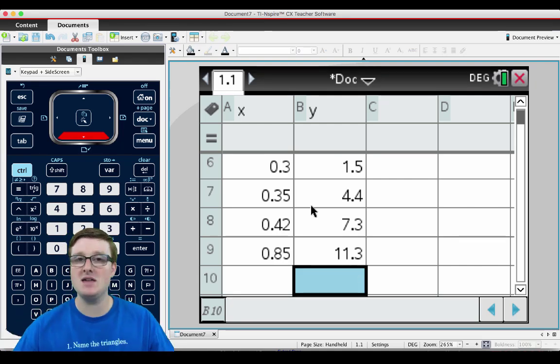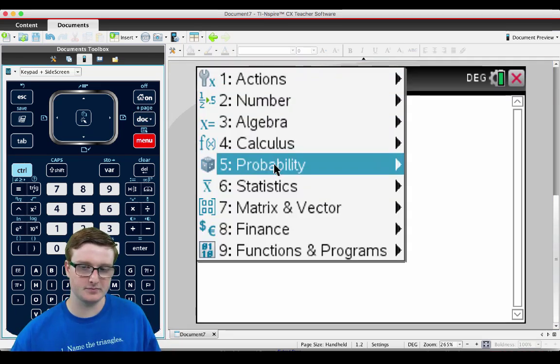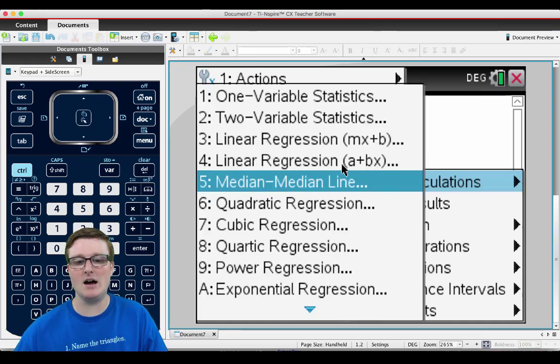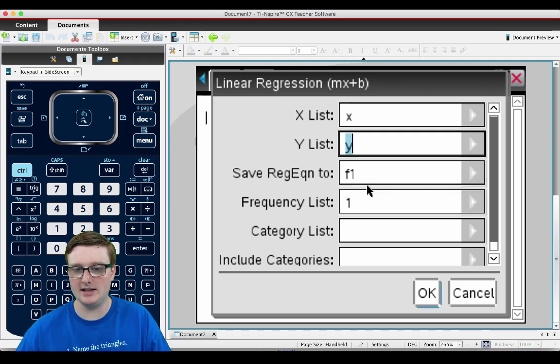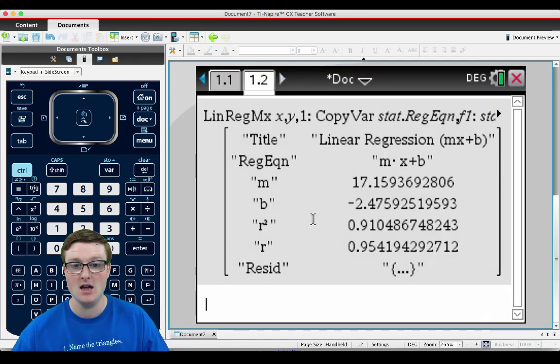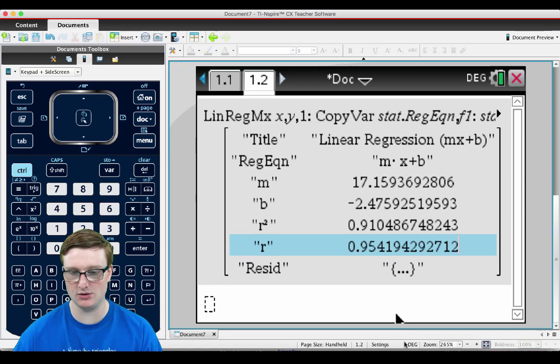Great. Now from here, what we're going to do is press Control-Dock, add a calculator. Go down to Menu, go to Statistics, go to Stat Calculations, and then go to Linear Regression MX plus B. Your X list is just your X, your Y list is Y, and then you click OK. Then we come up with these values right here. Now, your job is to actually copy, not the whole thing, but you're trying to copy this onto your test paper. I would suggest that you copy the top line, the title linear regression, and you copy your M value and your B value, and you copy down your R value. I think that those 4 lines of text would be awesome to write down on your Regents exam.